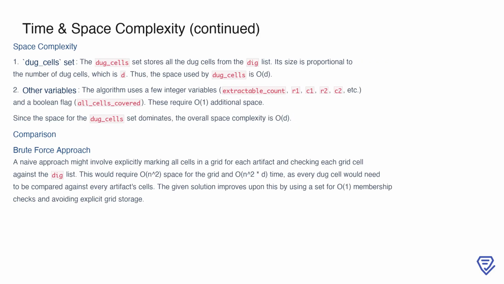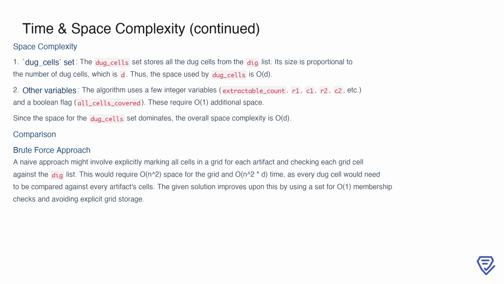Now let's analyze the space complexity of the solution. The dug_cell set stores all the dug cells from the dig list, and its size is proportional to the number of dug cells, which is d. Therefore, the space used by dug_cells is O(d). Besides this, the algorithm uses a small number of additional variables, including integer variables like extractable_count, R1, C1, R2, C2, and a Boolean flag all_cells_covered, all of which require O(1) space. Since the space required for the dug_cell set dominates, the overall space complexity of this solution is O(d).